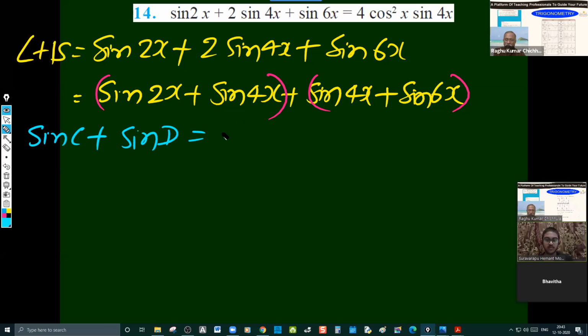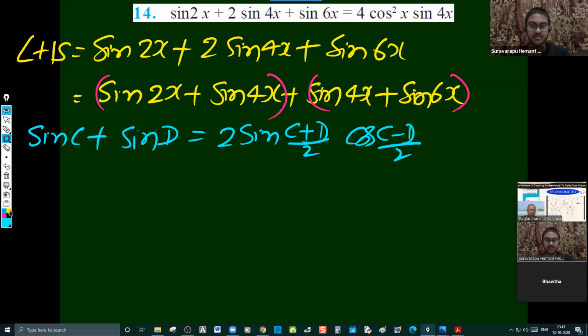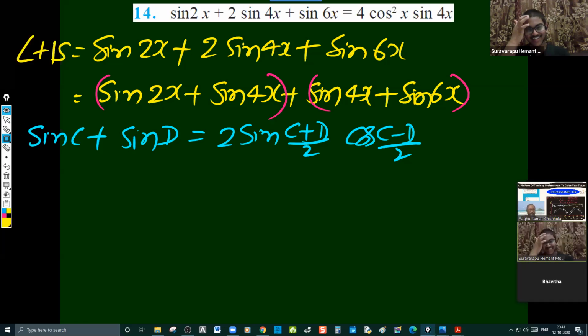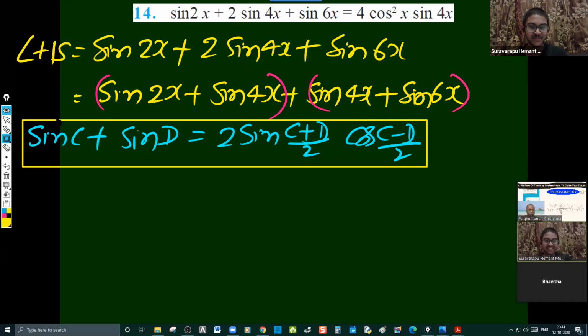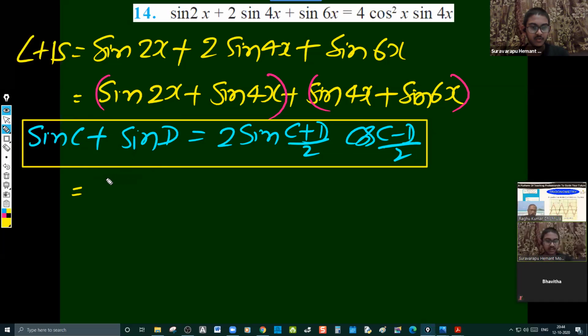That's good. So, what is C here? What is D here in the first brackets? So C is 2x and D is 4x. Come on, apply. Sine 2x plus sine 4x gives 2 sine 6x by 2 cos 2x minus 4x by 2. Sorry, corrected myself. Yeah, plus.